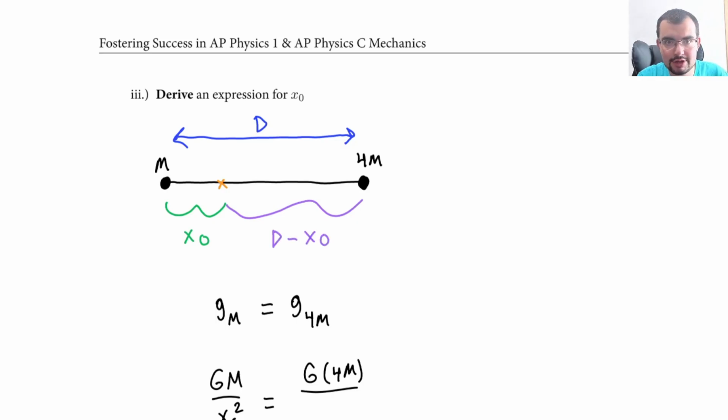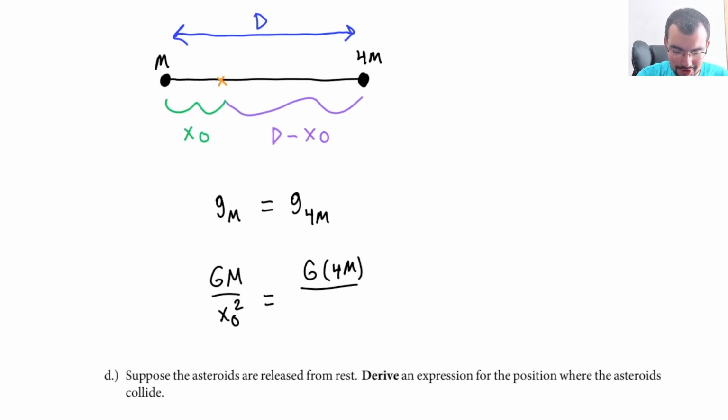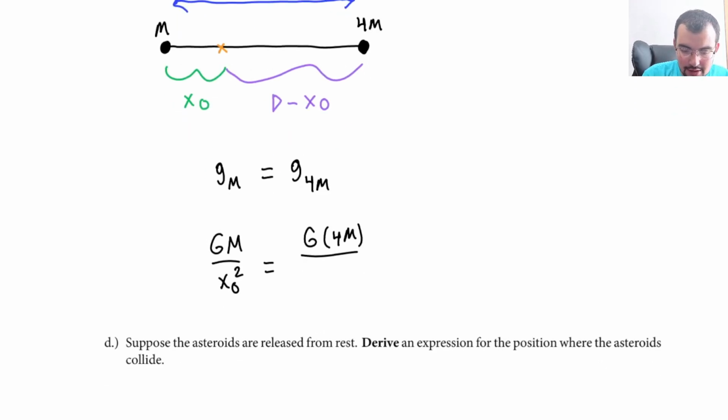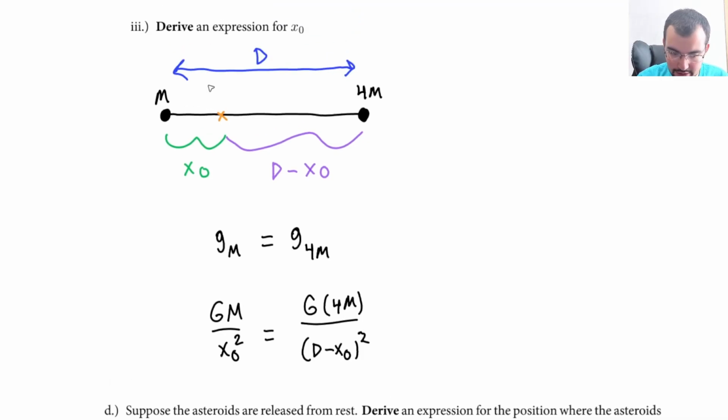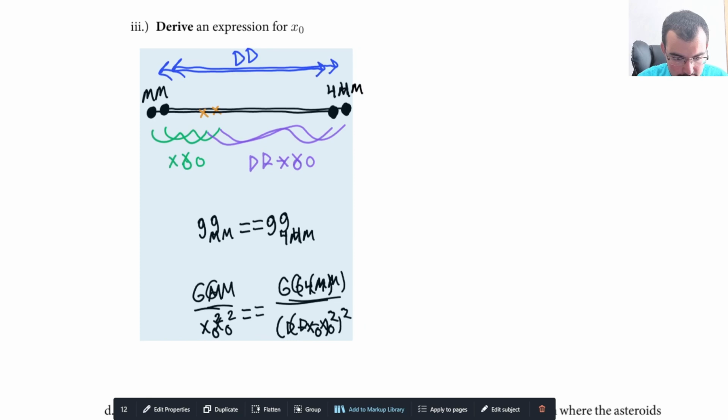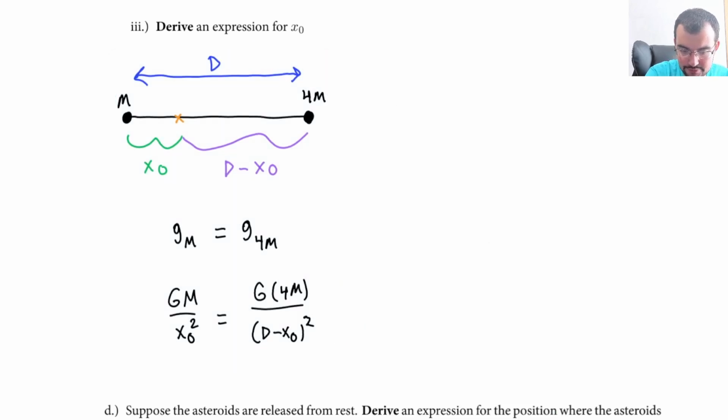There is a really clever ratio approach you can use for this. I think I'll let you discover that for yourself. No, I can't. I think I have to talk about it afterwards. It's too good not to share. This would be d minus x0 squared. All right, now we've got to solve this for x0. So physics is done. Now we just have to do some algebra. This isn't as bad as it looks because g and m cancel. So we get 1 over x0 squared is equal to 4 over d minus x0, all squared.